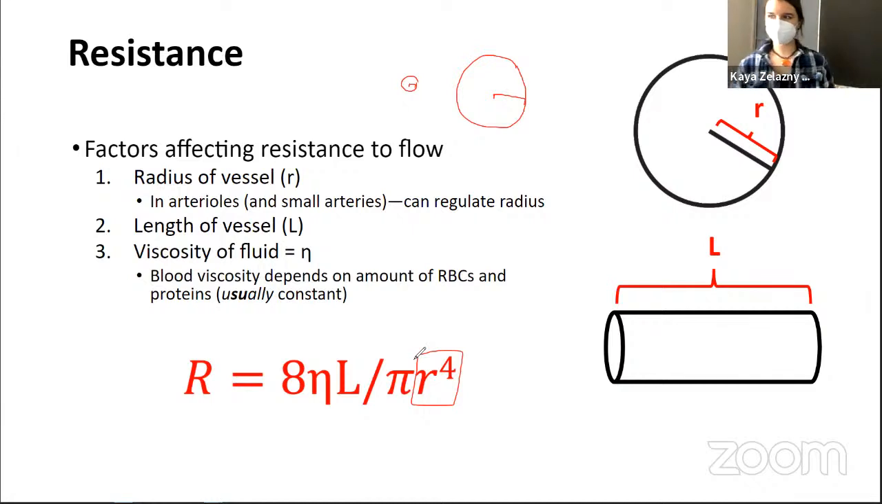Yep, it's inversely proportional. So does that mean a high radius creates a high resistance or a low radius creates a high resistance? Are they the same or opposite? I heard you whisper it. Yeah, exactly, opposite. So they're opposite, they're inversely proportional. So that means that our narrow little blood vessels are going to have higher resistance.